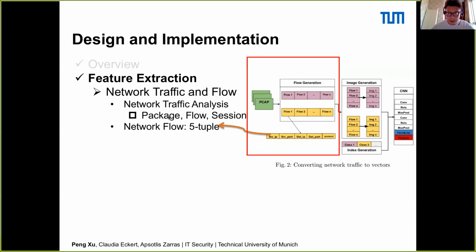The network traffic has the source IP address, source port, destination IP address, destination port, and protocol. If the network traffic has the same five-tuple, we define it as the same network flow. Here, network flow 1 and network flow 2 have the same five-tuples. If we get these network flows, we do the next step: transform the network flow to an image.